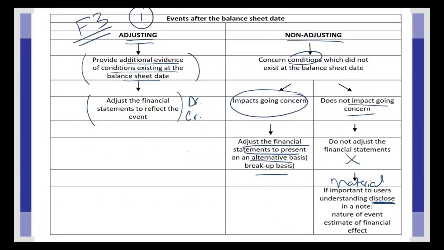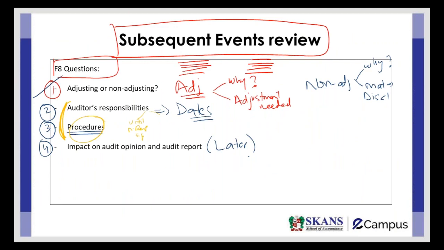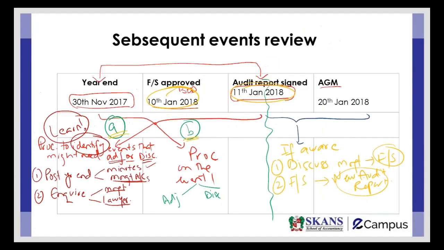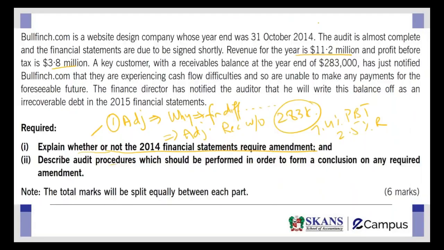So let me just quickly go back and write this down as well. If it's adjusting, let's add comment on materiality if possible. We'll just add that over here. So when you get the slides, you know this now. So this is how you get the 3 marks. Explain whether it's adjusting or not with evidence of why. Explain the adjustment that needs to be made, so like it has to be written down. And if possible, which is possible in this case, comment on the materiality.